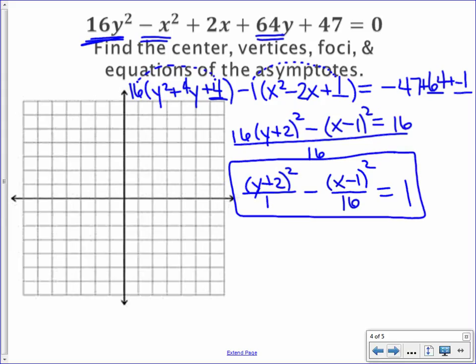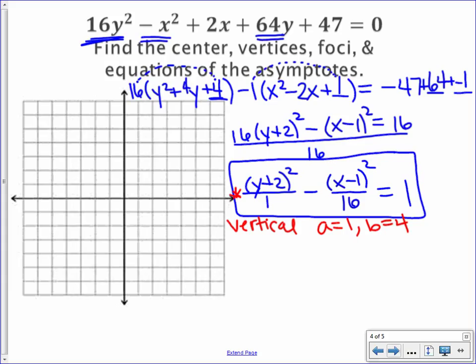So now you'll notice we have a vertical hyperbola. Because the y squared is the one that's positive, we have a vertical hyperbola. And because 1 is under the positive variable, a squared is 1. So a is 1, and b squared is 16, so b is 4.